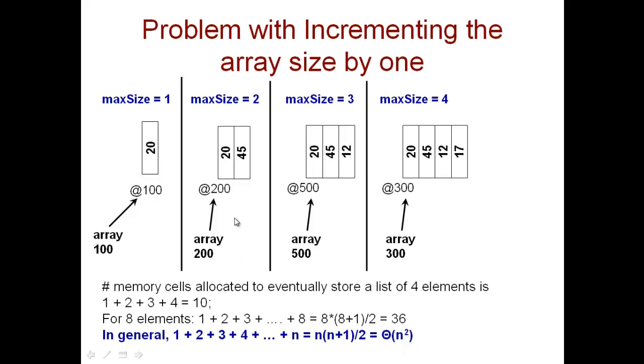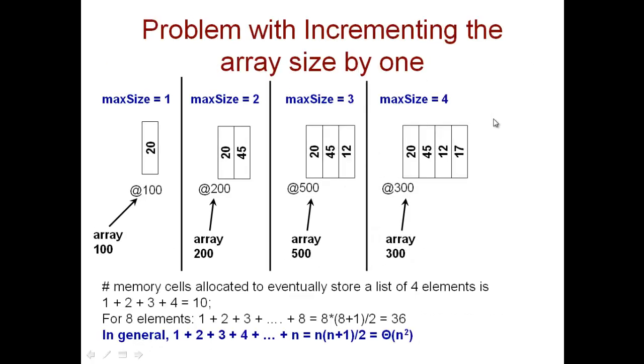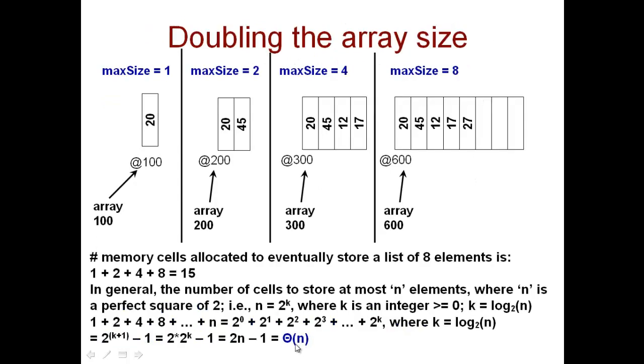If you are incrementing by 1, you'll end up spending more time as well as using more memory. On the other hand, if you double the array size, even though it looks like you're allocating more memory, the answer is no. Overall, if all you want to do is keep inserting into the list, then it's better to double the size like this instead of increasing the size by 1. And you'll be spending only theta of n amount of memory instead of theta of n square.